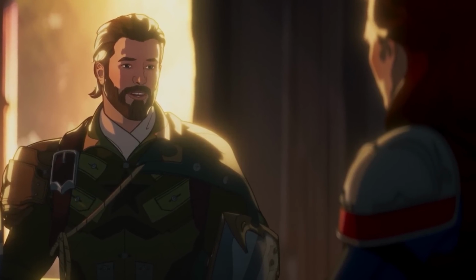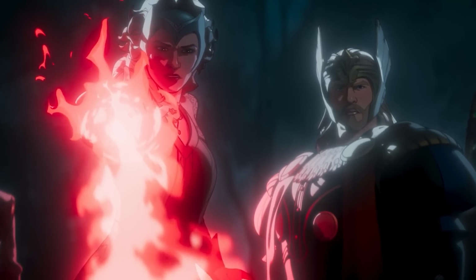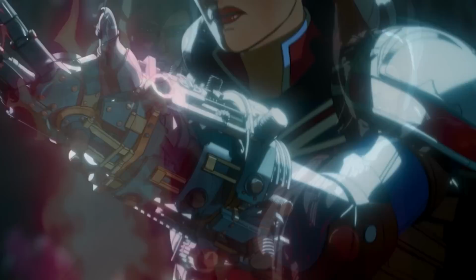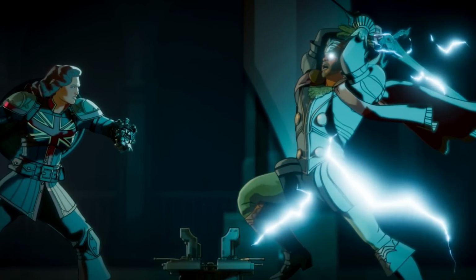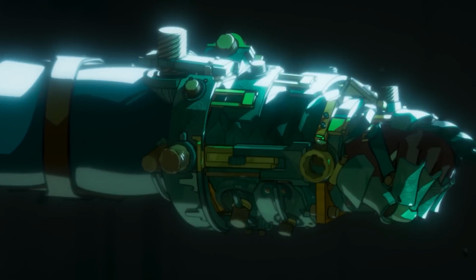Pretty much everyone's costumes in the episode are based on their suits that they wore in the MCU in present day. Some of them have more Easter eggs than others baked into the designs, particularly all the Iron Man Easter eggs.